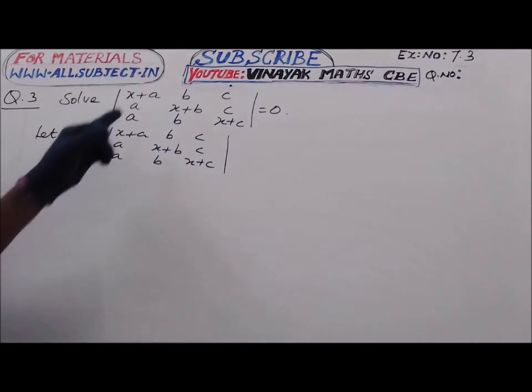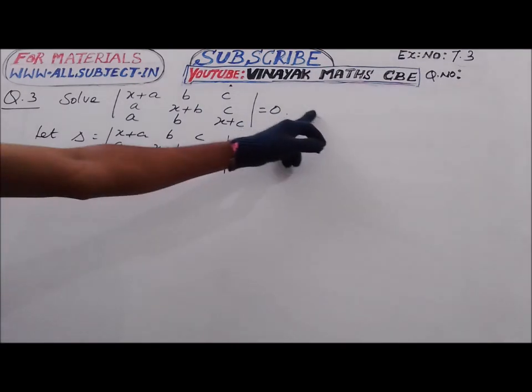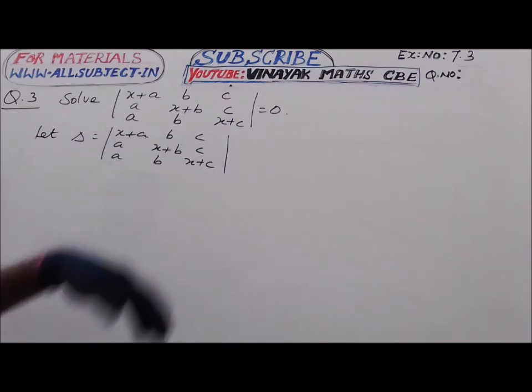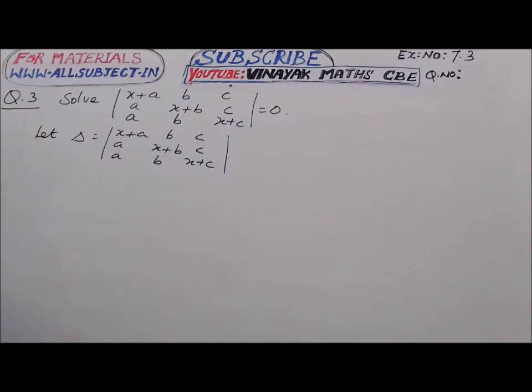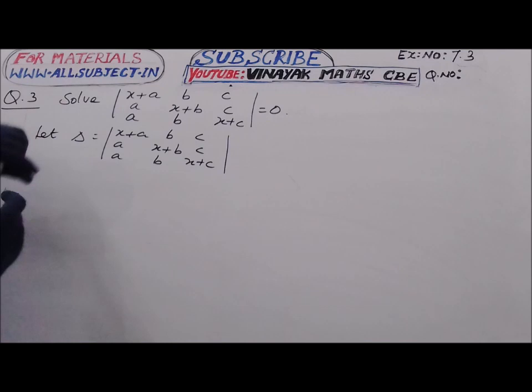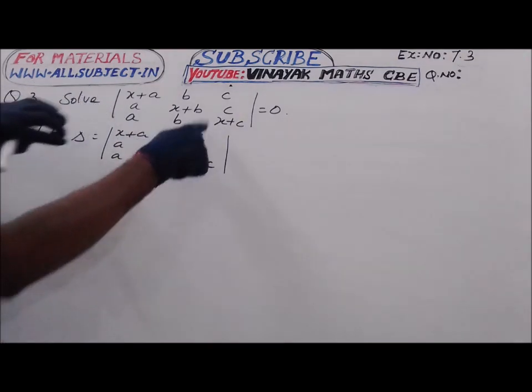So what values substituted for x make the given determinant 0? We need to find them. Here there is no clue on the right side. If the right side had factors, we could easily find the factors and substitute them. Here nothing is given on the right side, so think for yourself. Here x plus a, x plus b, x plus c. If we eliminate this x, we will get a, b, c in each row.